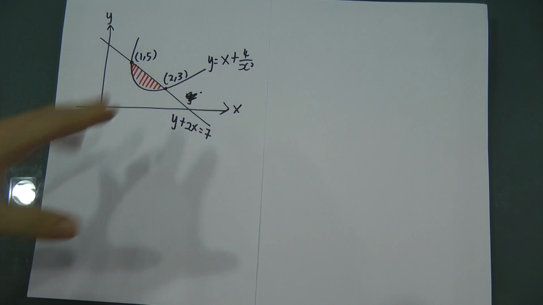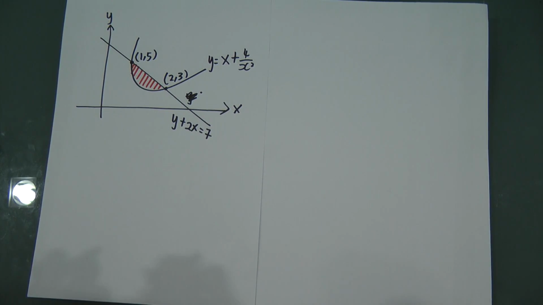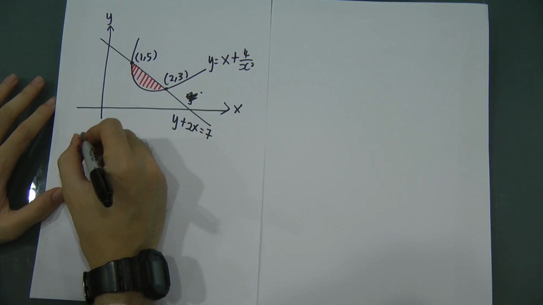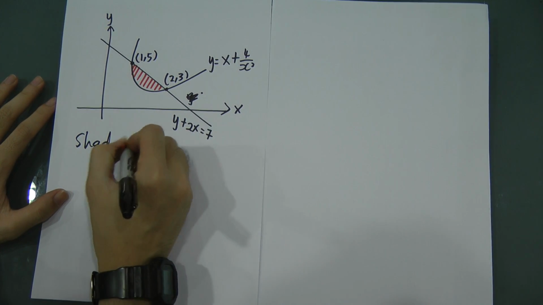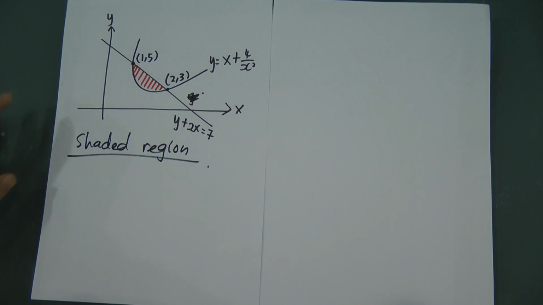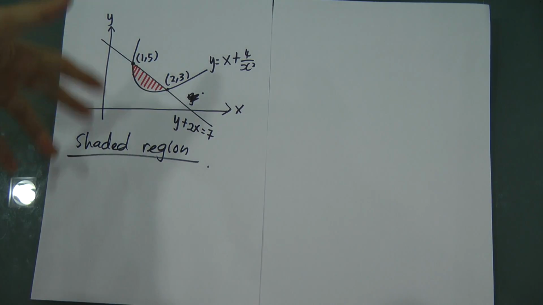Right. This one, actually, they didn't give me the question, but I think what they want is to find the shaded region. So, what is the shaded region? Okay, I think this is in the Add Maths integration topic, because the integration topic will teach you how to find the shaded region in the curve.